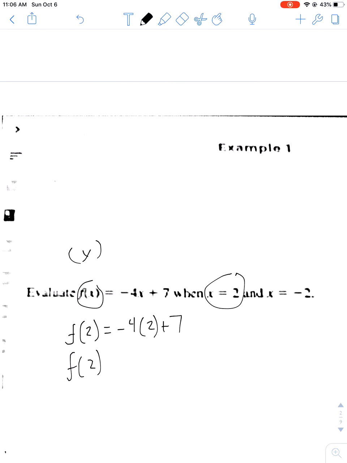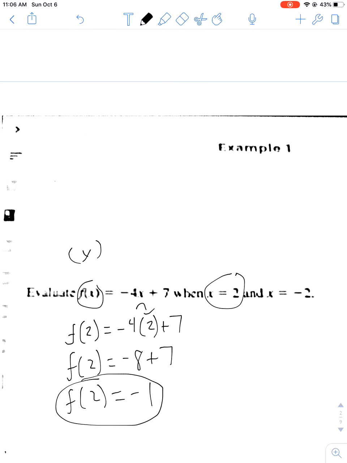F of 2. Negative 4 times 2, which is negative 8, plus 7. Negative 8 plus 7 is, let's see, opposite signs, so we subtract. 8 minus 7 is 1. The negative was bigger. And there we go. There's our answer.